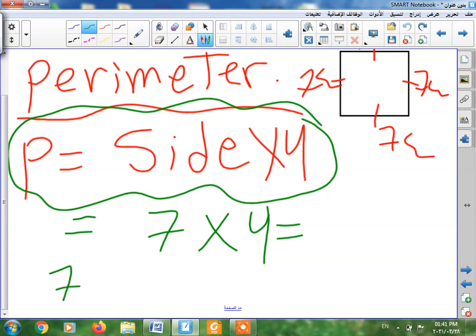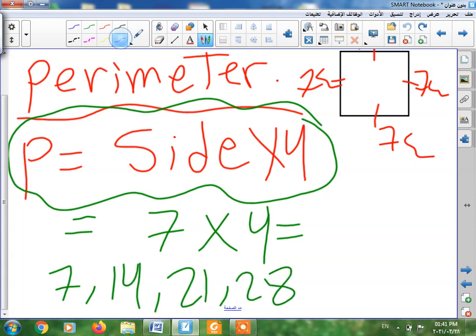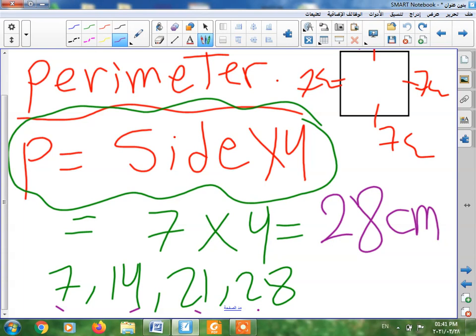7 skipping 7, 14, 21, 28. We repeated 7 four times: 1, 2, 3, 4. Then write what's the result? 28 centimeter. Miss, I wrote 7 times 4 only, without the rule. If we don't write the rule, we say this is wrong.